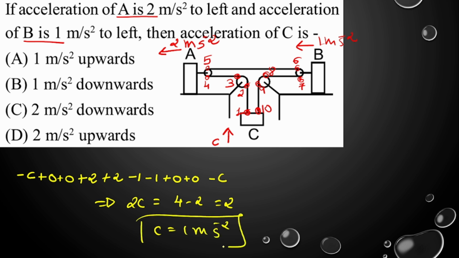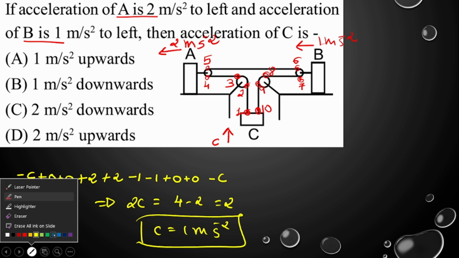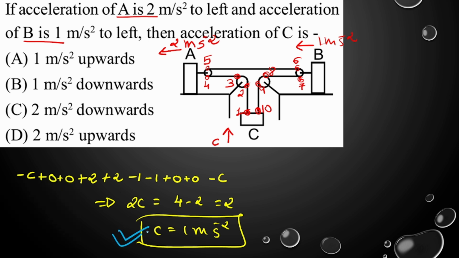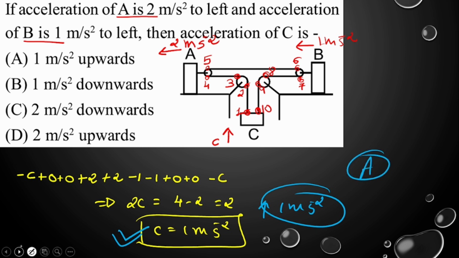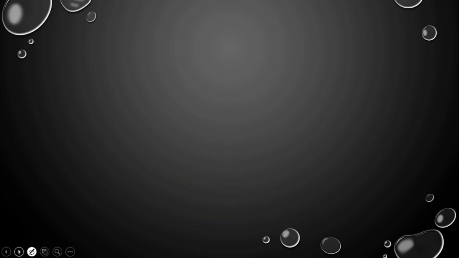So we got the answer positive. Answer is positive, which means the direction we have considered is correct. So C is going upward with 1 meter per second square. Do we have such option? Yes, option A. Acceleration is 1 meter per second square, and that is upward.